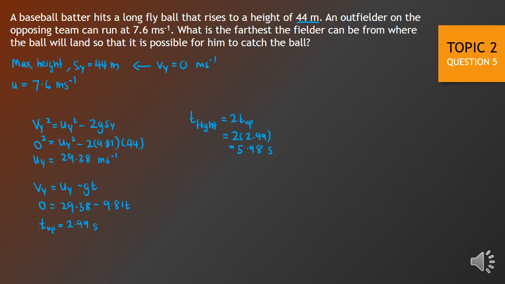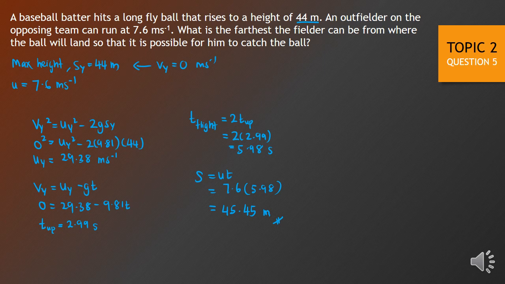And then we can find the furthest distance, s, which is equal to ut, and u is 7.6. The time taken, or the time of flight, would be 5.98, and we get our displacement to be 45.45 meters. So this is the furthest that the fielder can be for him to still be able to catch the ball.